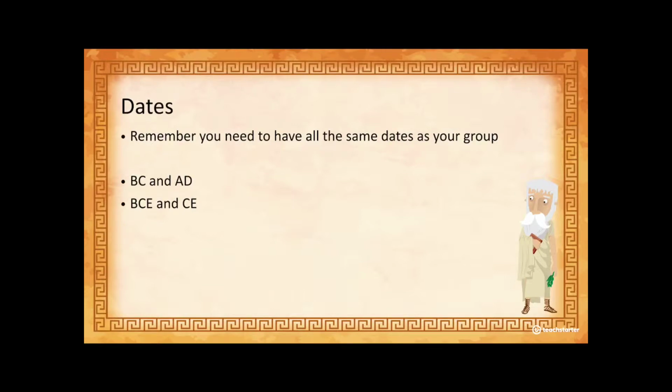Remember, as a group, you all have to have the same dating convention. So you need to decide, are you doing BC and AD or BCE and CE? Doesn't matter which one you do, as long as throughout your entire exhibit it's all the same. That's including your timeline. You'll also be marked on your dating conventions, so we need to make sure we have dates in our exhibit, and a timeline is a great way to show that.